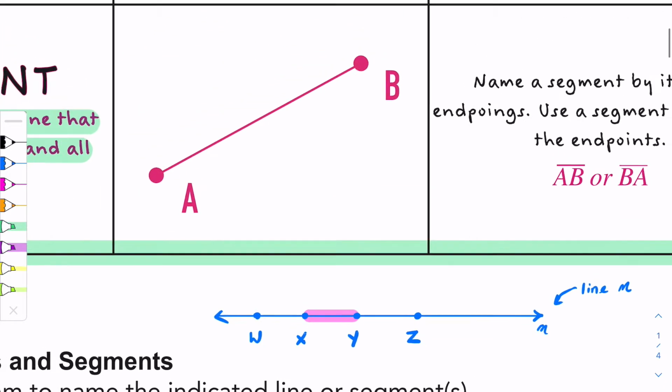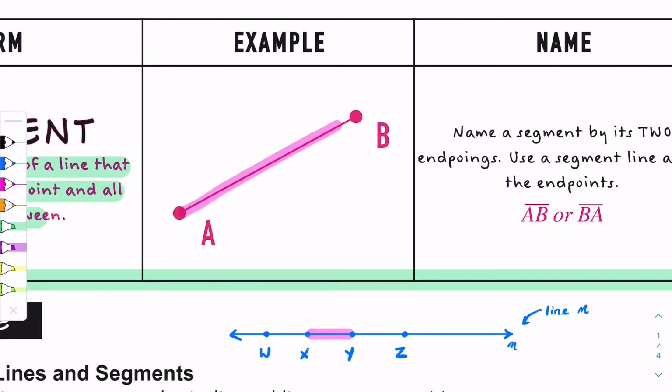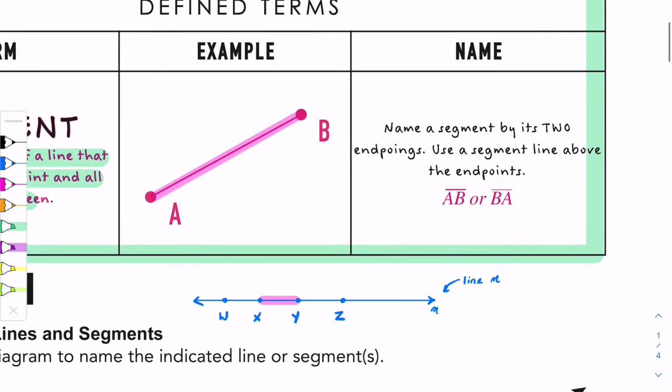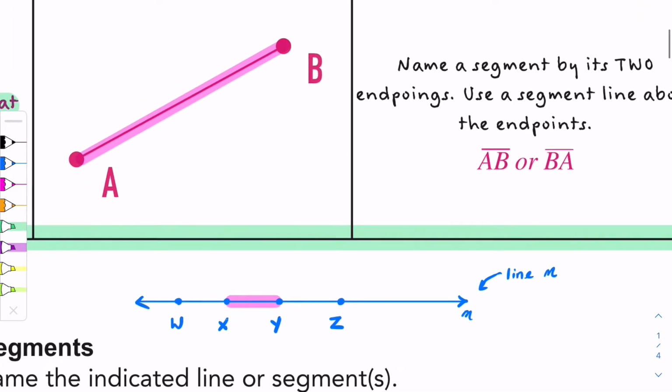If we look at the example that I drew for you, here we have segment AB. You name the segment by its 2 endpoints. You use a segment bar above the endpoints. So this is segment AB. I label it AB with this symbol above. It doesn't matter the order, so I could also label it BA, however you want to.